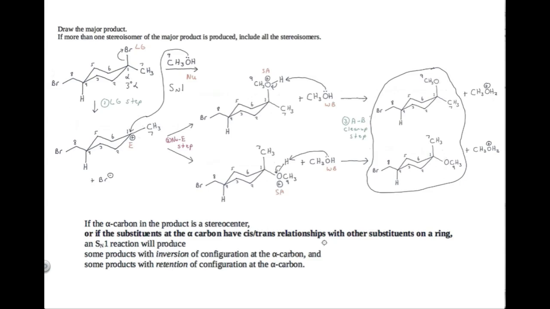I'm not going to say here that there will always be a 50-50 proportion of products, because it's possible that the other substituents could make it more difficult to attack the ring from one direction rather than the other. But we will get some products with inversion and some with retention, as we did here.